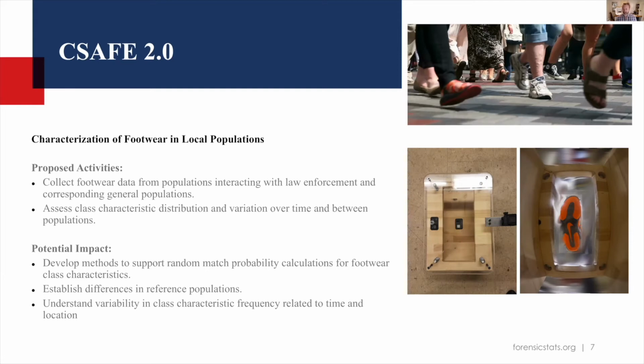Over here on the right, you see a prototype of a device being developed at the University of Nebraska, which, when you walk across it, captures an image of both the underside of the tread and a side view of the shoe, in order to log distributions of shoes passing on a sidewalk. The goal is also to assess how that distribution of class characteristics changes over time and across different locales.